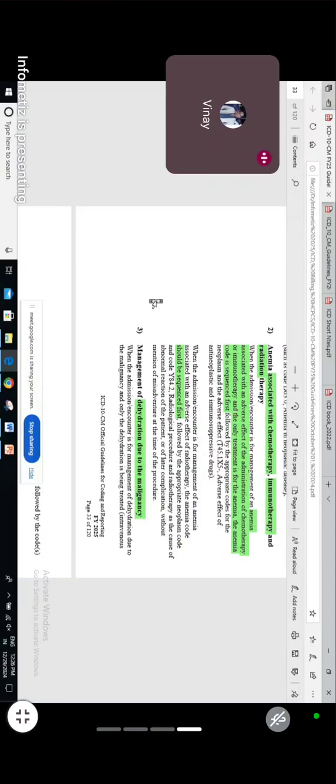So if the patient is coming for encounter for chemotherapy, radiation therapy, that would be your first listed code. Good. Then management of dehydration and all this. Easy one.